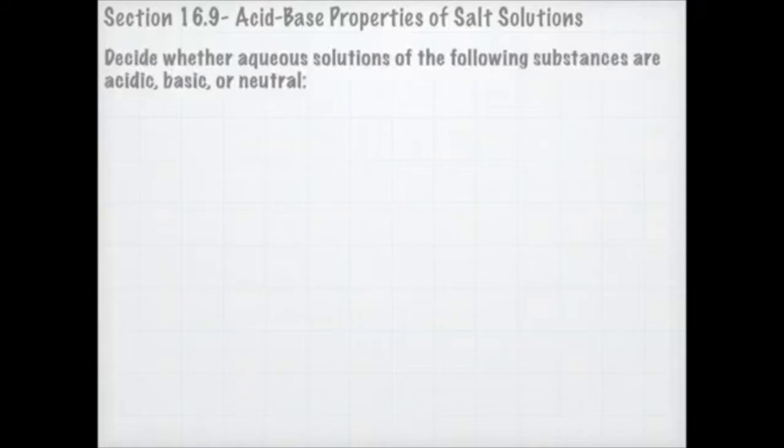So what we need to do is decide whether each of the solutions that's formed from the following salts is going to be acidic, basic, or neutral. So let's look at an example. Here I've got potassium fluoride.